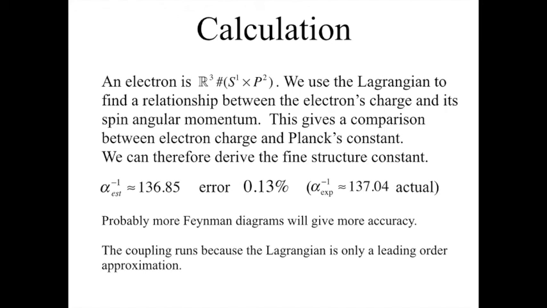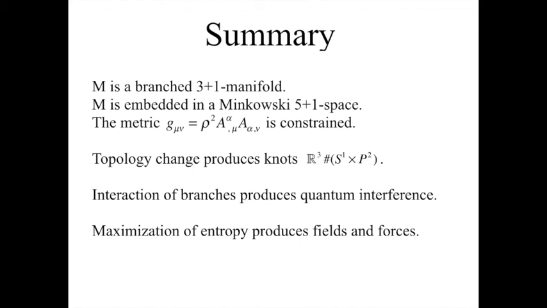Altogether, we have the following. M is a branched 3+1 manifold that's embedded in a Minkowski 5+1 space. We produce a metric g mu nu equal to rho squared a alpha comma mu a alpha comma nu, and that metric is constrained. The manifold can spontaneously produce knots of the form R3 # S1 × P2. Interaction of the branches of the branched manifold produces quantum interference, and maximization of the entropy of the manifold produces fields and forces.